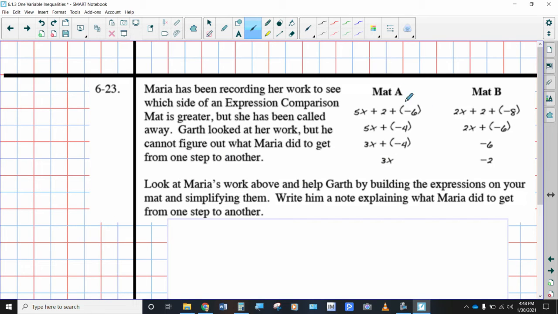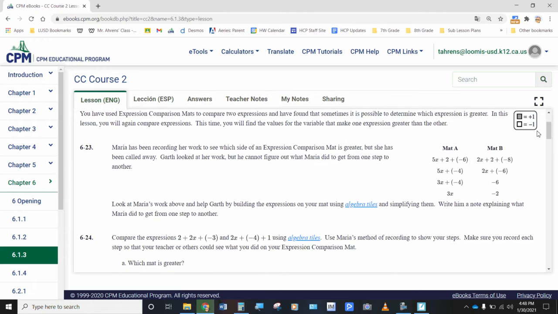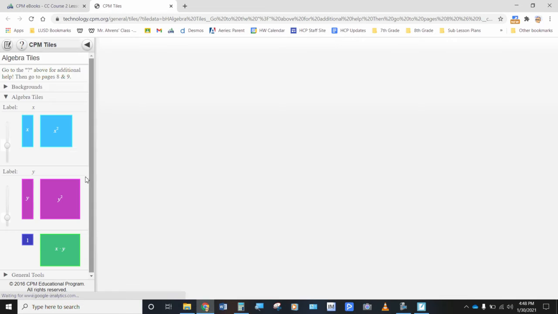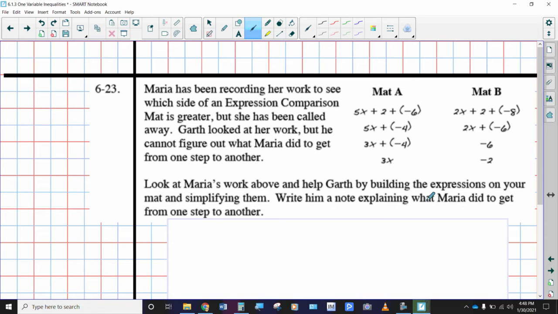Look at Maria's work here for both mat A and for mat B, and help Garth by building the expressions on your mat and simplifying them. Remember, you can use these algebra tiles here to build what she's got there. Feel free to do that and manipulate these situations because you don't actually have the physical mats in class to build this. Write him a note explaining what Maria did to get from one step to the other.